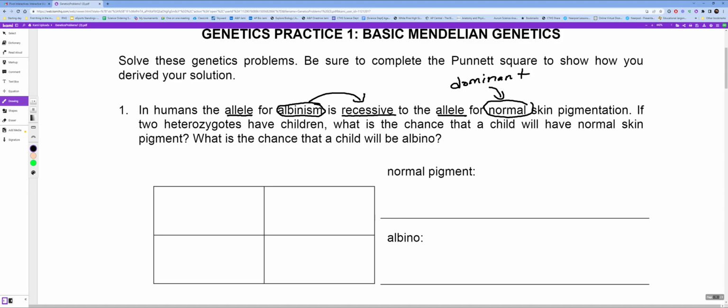Here's another biology word right here, heterozygotes. Two heterozygotes have children. What is the chance that a child will have normal skin pigment? What is the chance that they will be albino? So we want to know the chance of albino and the chance of normal skin. So number one I always do for these types of problems is I make a key.